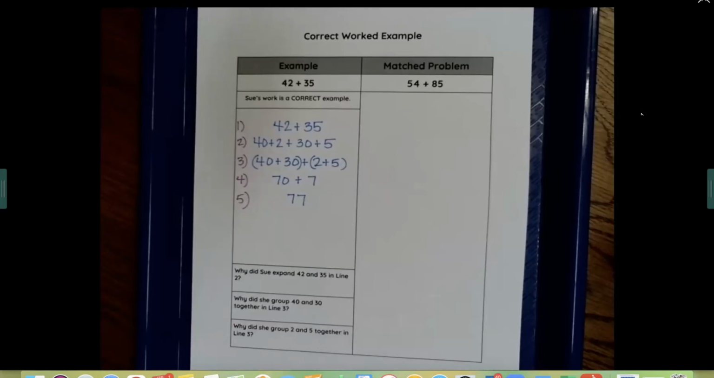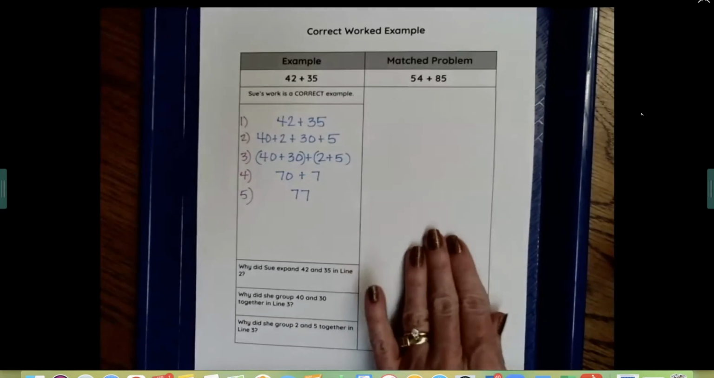So my question here is, why does Sue expand 42 and 35 in line 2? Again, I want them to tell me that we want to look at the value. We want to look at the 10s, and then we want to look at the 1s. And then why does she group 40 and 30 together in line 3? Well, she wanted to put her 10s together. And then she wanted to put her 1s together. And then why does she group 2 and 5 together in line 3? Again, how and why questions is what you want to think about.